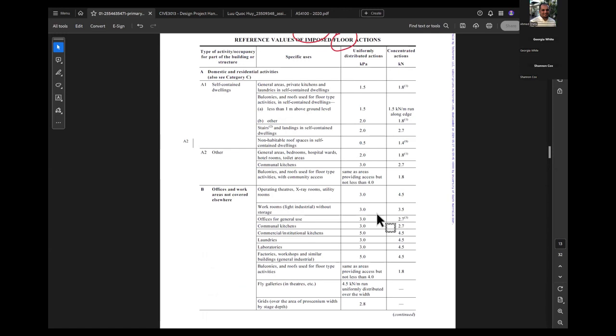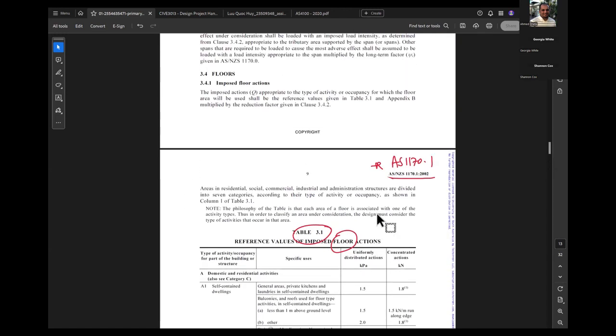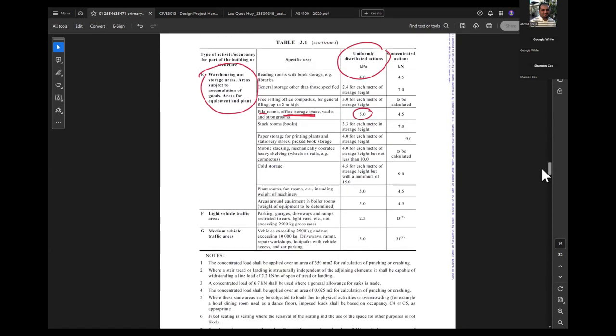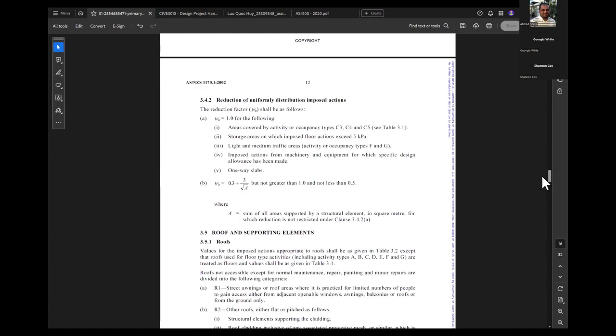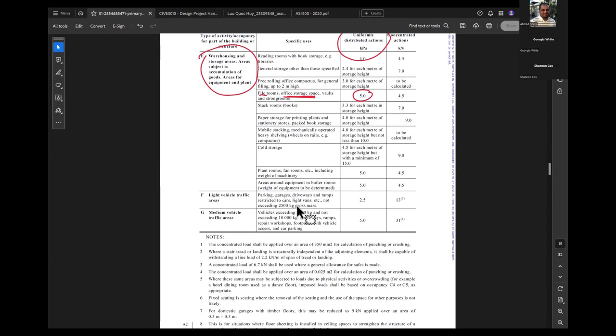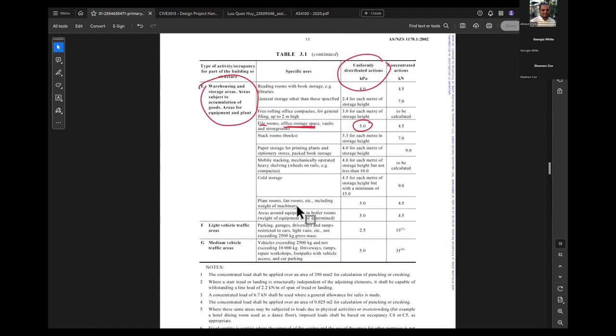Back down where we were before, just looking at warehousing. The top box under specific uses says general storage. Yes, this one can also be used, but because in the project details I think it was not written clearly.